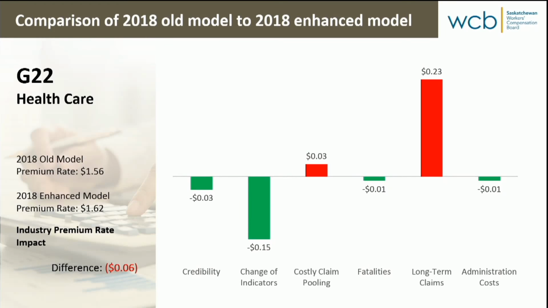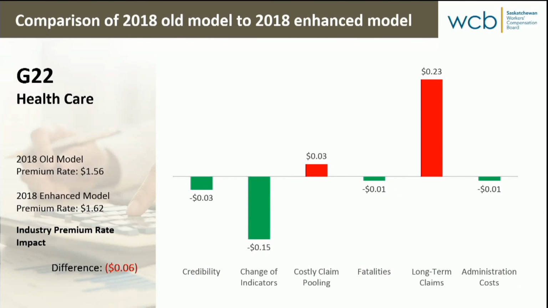Under the change of indicators, two things are happening here. One, to create a smooth effect from one year to the next. Our time loss claims in most rate codes were pretty volatile. As I said, many rate codes in Saskatchewan had low credibility. So in order to prevent bouncing around of premium rates, we would always blend the previous year's premium rate with the current year's. By removing that blending process, it shows the true experience, and in this case, it reduces this component of your premium rate by 15 cents.